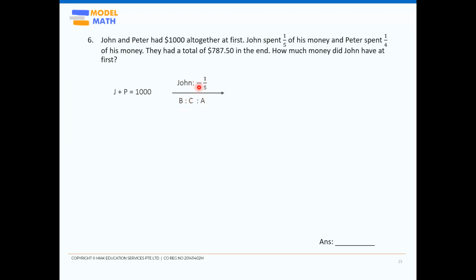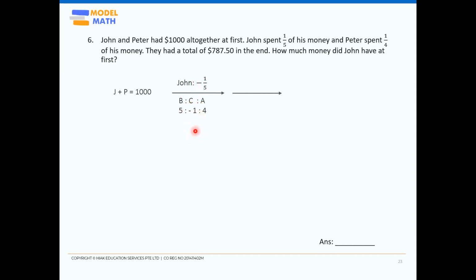Now using the before-change-after ratio, using this 1/5 to translate it here, your 5 units represents John's before. Minus 1. So out of 5 units, he spends 1 unit away. That is the change. And in the end, the after will be left with 4 units.